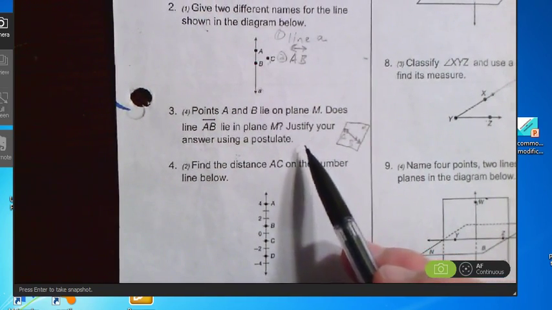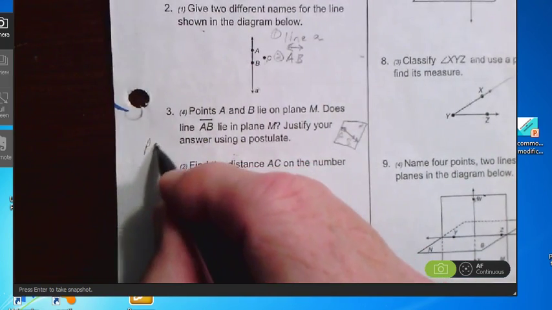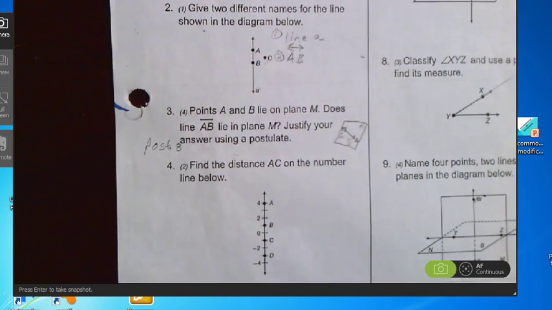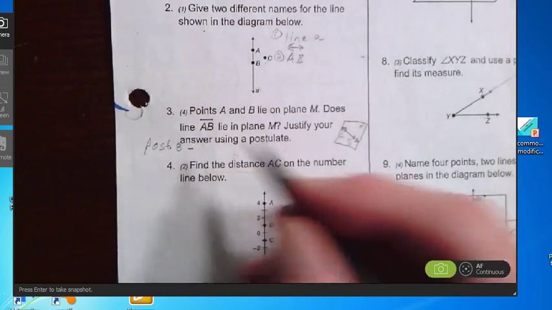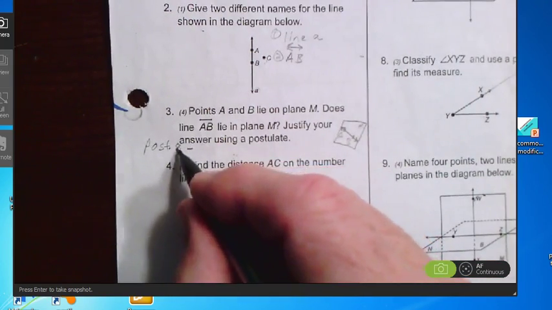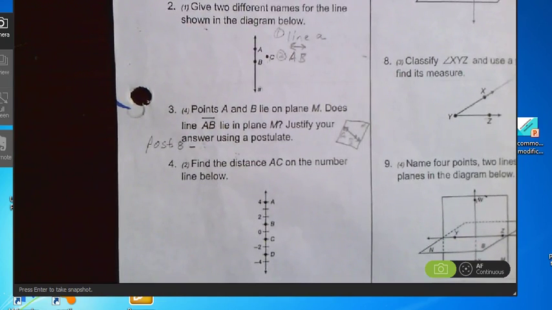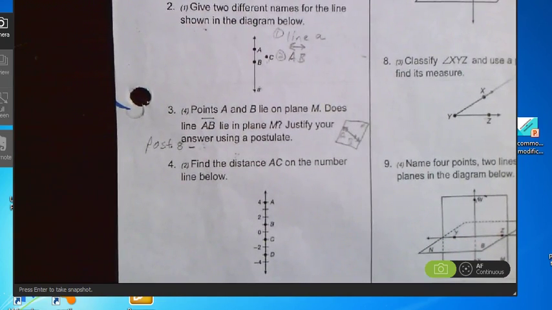All right, and it says justify your answer. Now if you look at postulate 8, it says if 2 points lie on a plane, then the line containing the points lies on the plane as well. So you can check out postulate 8 for that wording. If 2 points lie on a plane, then the line containing the points lies on the plane.